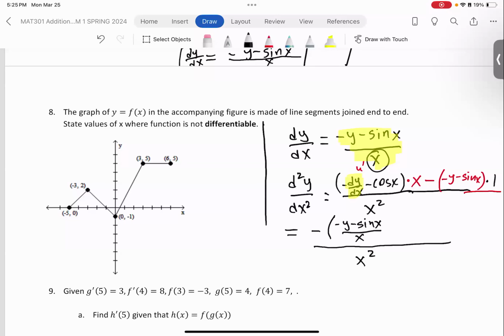So let's see that we plug it in nicely over here. So hold on, it's minus dy dx. So that's minus dy, and then you got minus cosine.